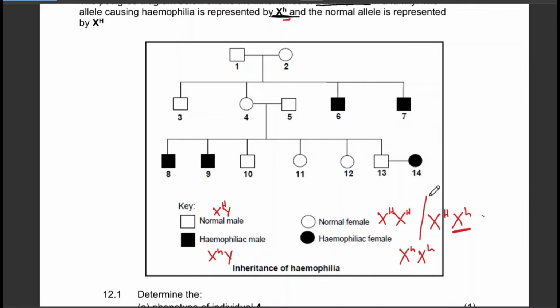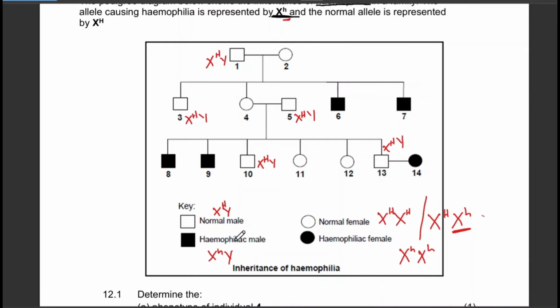The obvious ones. You can start with the males, because for males there's only one possible genotype for either a normal male or a male with hemophilia. So for example, individual one is a normal male. That means there's only one possible genotype, and the genotype for this individual is X capital letter H, Y. Same with this one, X capital H, Y, and this one, X capital H, Y. Remember I said this is for people that are still struggling with pedigree diagrams.